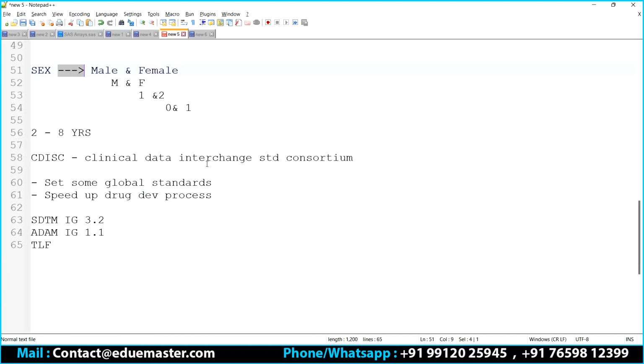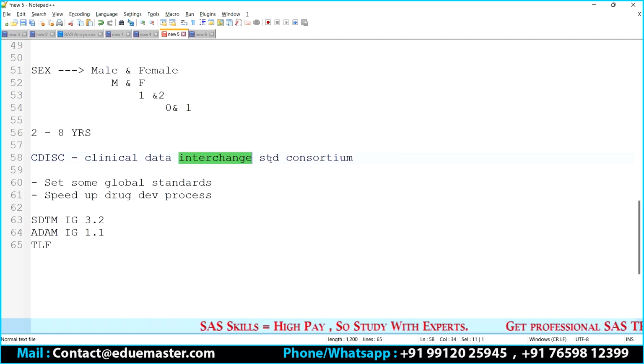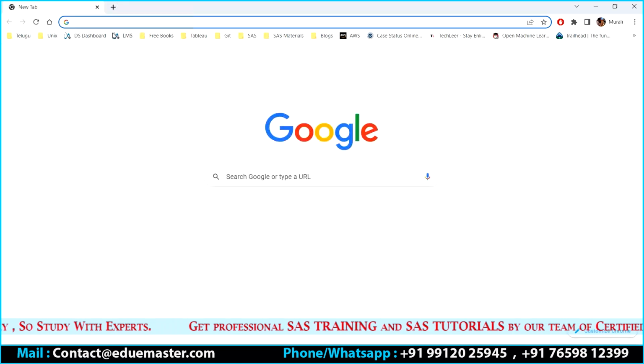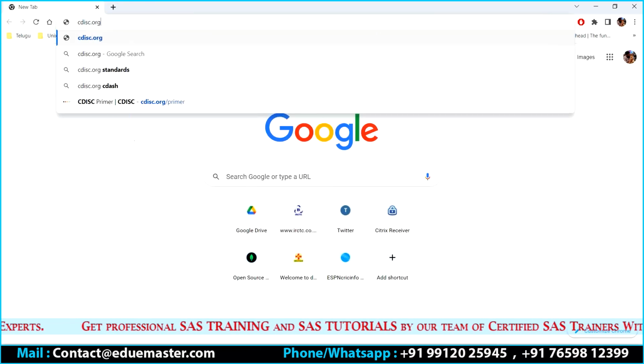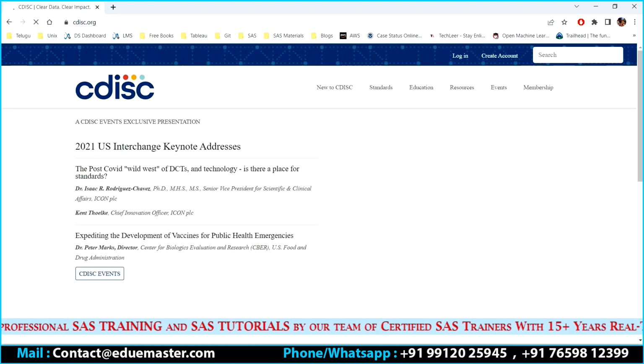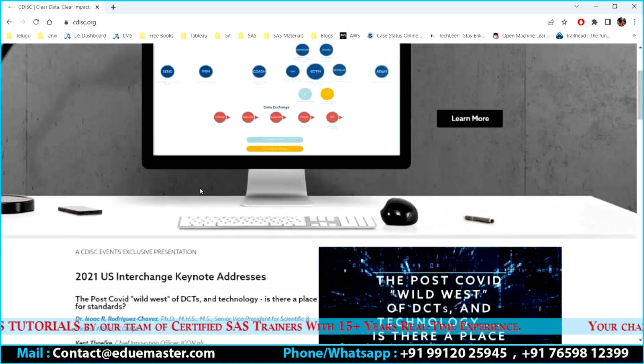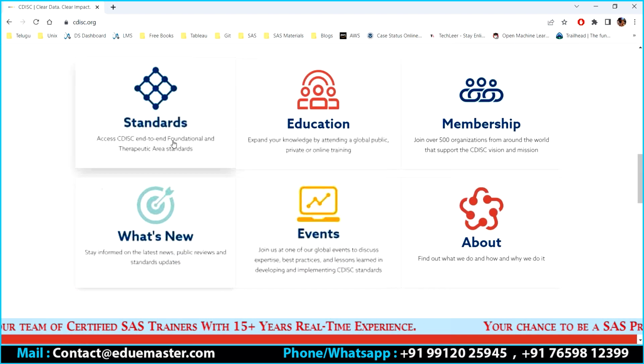So now, to make sure I'm going to standardize it, I'm going to use the standard implementation guide, right? So who is going to do this? Who is going to monitor this? Who provides the standard implementation guide? CDISC, Clinical Data Interchange Standards Consortium. These are the guys. Even if you Google it, you're going to get it. A simple thing, cdisc.org. This is the organization who are going to maintain these standards, right? These are the ones who are implementing, who are monitoring, who are doing all these things.